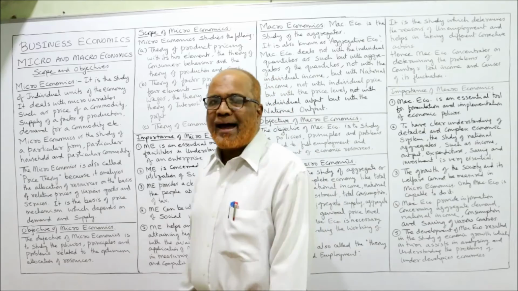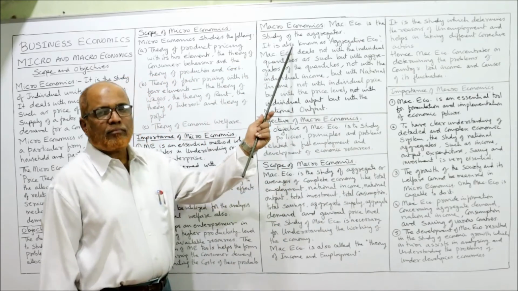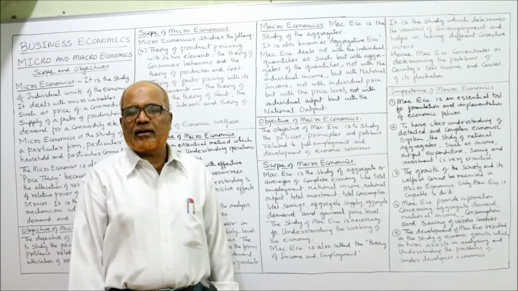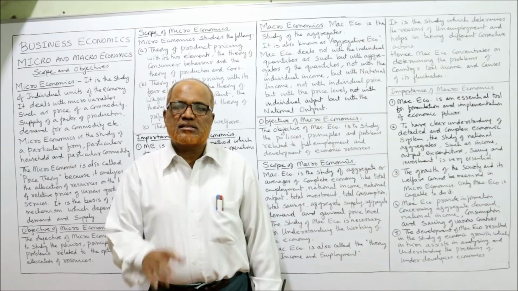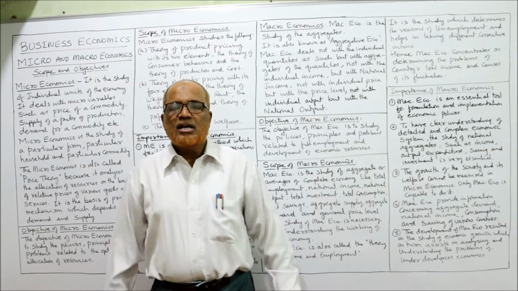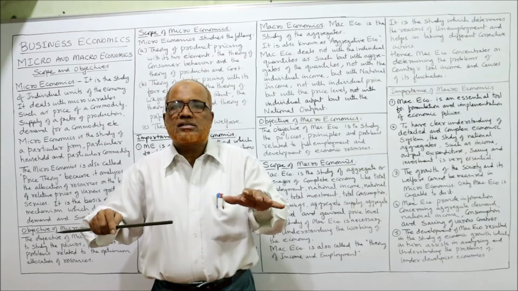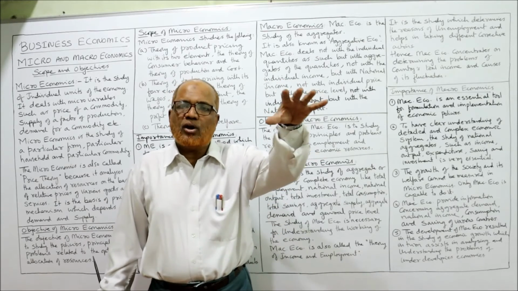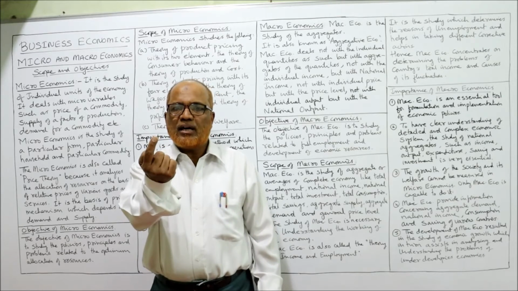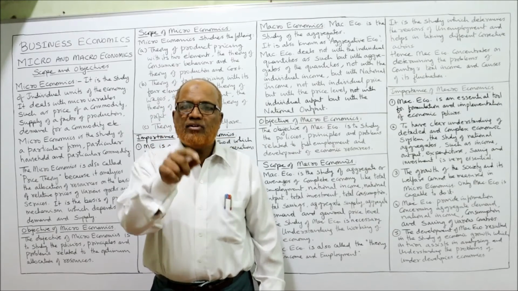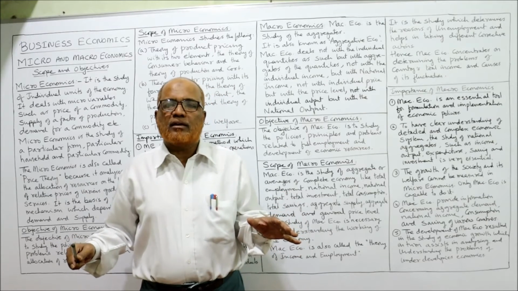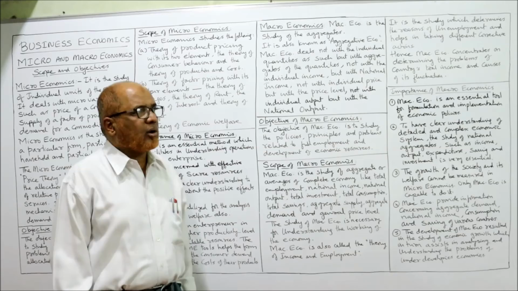Next comes macroeconomics. Macro means large. Simply I can give the definition with an example like study of trees. Study of an individual tree is microeconomics. Study of all the trees in a forest, or study of a forest, is macroeconomics. So individual study and aggregate study. Individual study is microeconomics. Aggregate study of the economy is called macroeconomics.